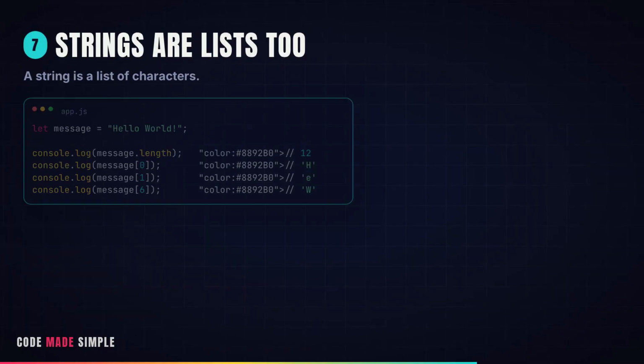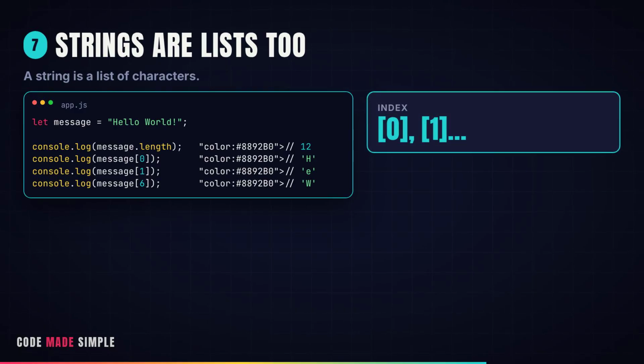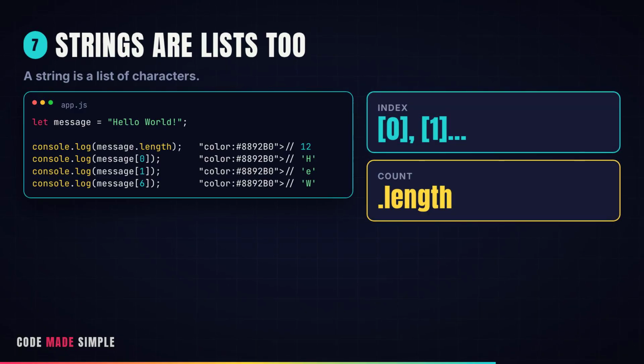Plot twist. Strings are lists too. "Hello world" has 12 characters. You can index into it. message[1] is the letter e. It has a length. And yes, you can for...of a string, character by character.